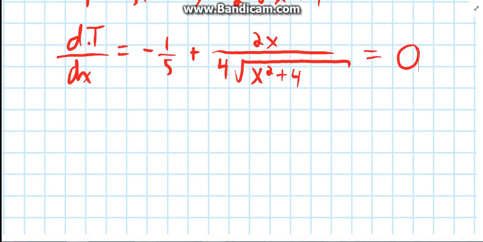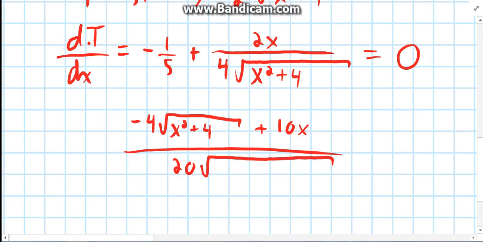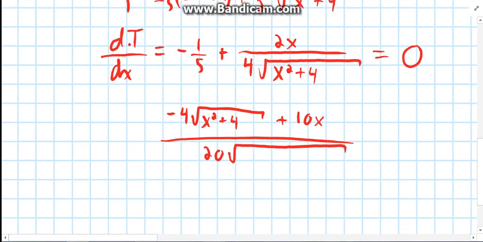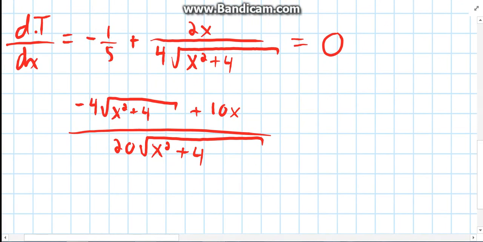So our common denominator is going to be 20 times the square root. Okay? So we're going to get negative. We got to multiply that first fraction by 4 times the square root. We got to multiply the second one by 5. So it's going to make this a 10x. And that should be a 20, right? Again, all we're doing here is getting that common denominator. And now I need to know where that's 0.